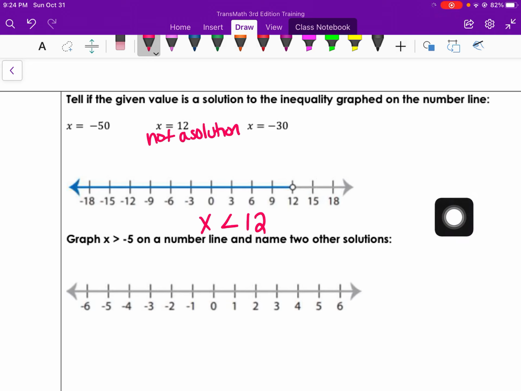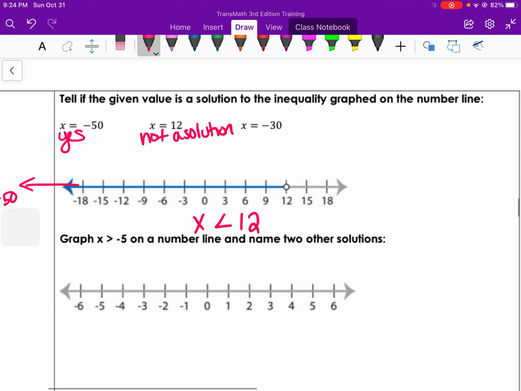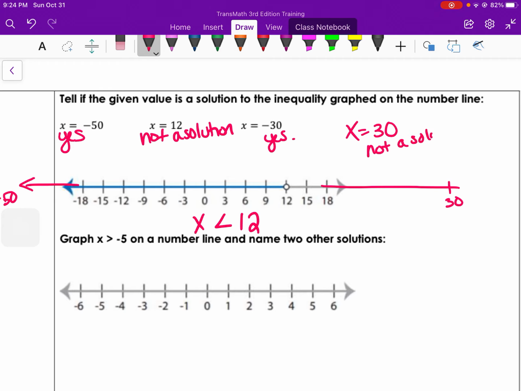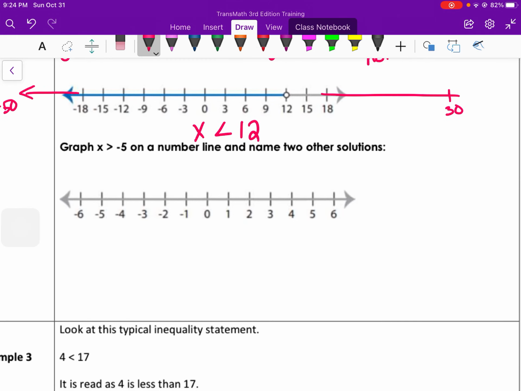-50 would be, the graph ends at -18, but if you continue further, -50 would be way over here. So this one, -50 would be less than 12. So -50 is a solution. Same argument with -30. -30 would also be a solution. Yes. If I change that to +30, that would be over here, and that would not be a solution. So it has to be in that range of values. So all numbers less than 12 are solutions, except for 12.